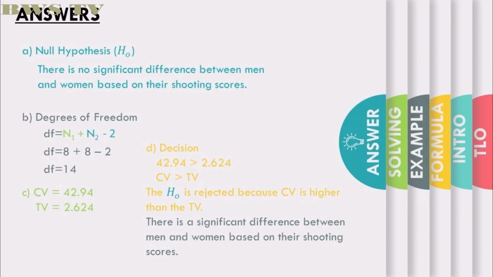So your statement should go like this. The null hypothesis is rejected because CV is higher than TV. There is a significant difference between men and women based on their shooting scores.